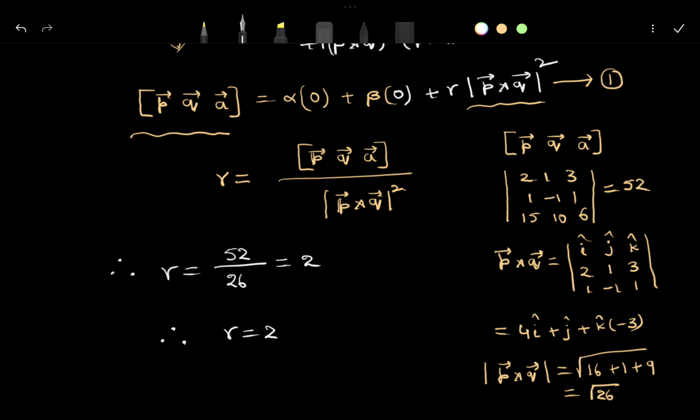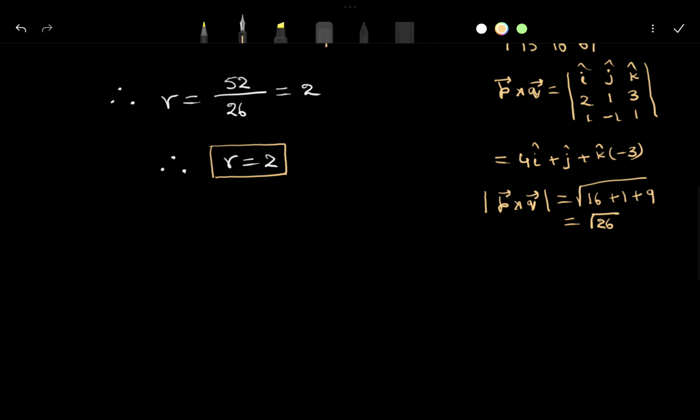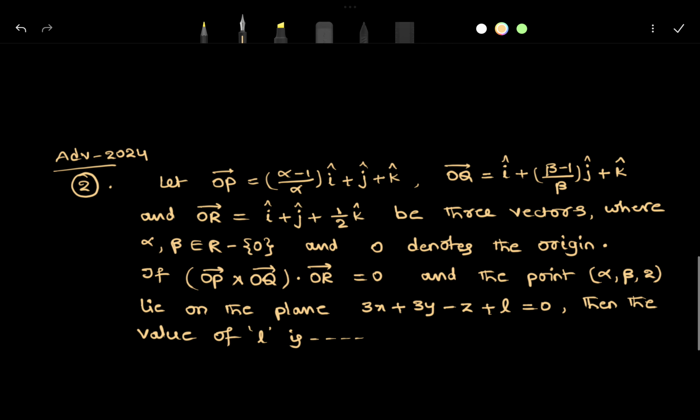So I hope everybody is clear how to do this problem. My advice to all the students is: don't panic when reading the question. If you read the question multiple times, you can understand the best approach to solving it. So I hope this is clear. And one more question we'll see, from the 2024 Advanced paper.